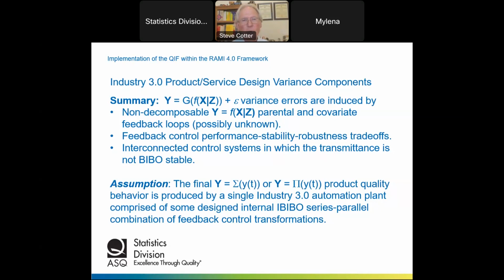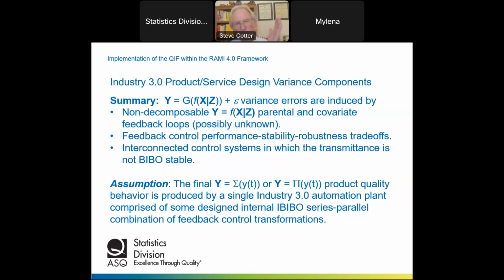Feedback control performance, stability, robustness trade-offs, an interconnected control system in which the transmittance is not BIBO stable. Now there is an assumption here, the final y equals f of x. Now I'm doing a sum here, G(t) or y(t). Now the y(t) here represents the output functionality of the system.